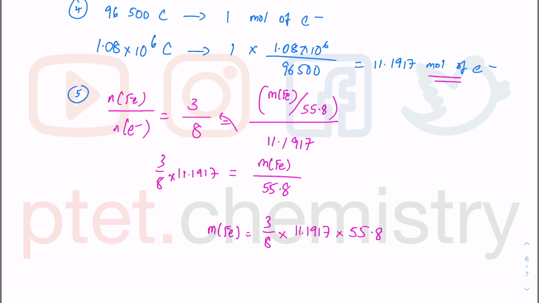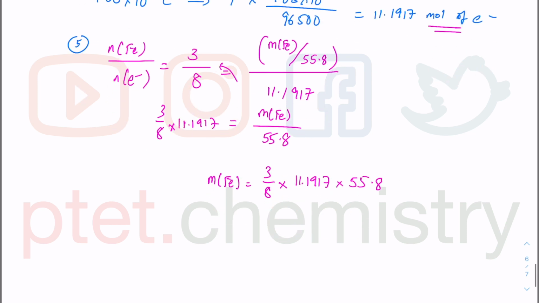So 3/8 times 11.1917 times 55.8 gram, and I got my answer as 234.186. I look at the data provided, 50 amperes.